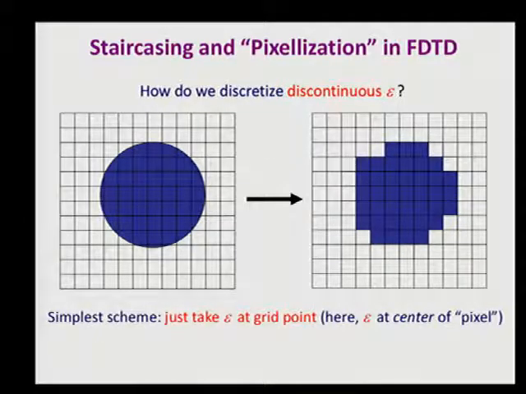Suppose we want to model the circular-shaped object as shown on the left using the discrete grid in FDTD, which inevitably results in a kind of staircasing or pixelization effects as shown on the right. These discretization effects have a major impact on the accuracy of the simulations, as I will demonstrate. For simplicity, let's assign to each pixel the value of the dielectric at its center and perform a numerical experiment to investigate the errors due to discretization.